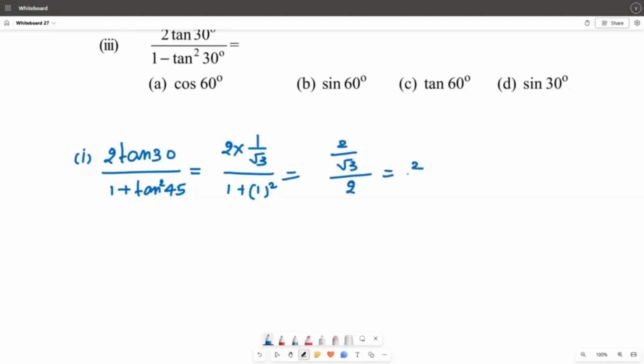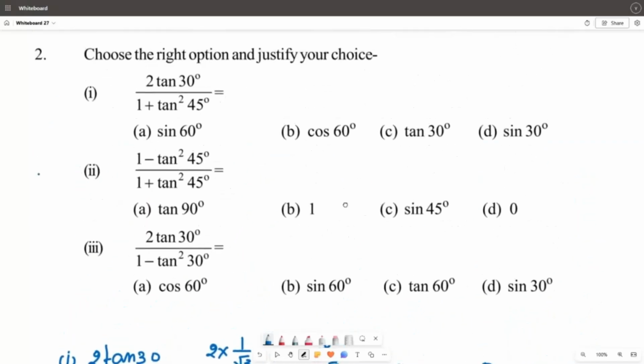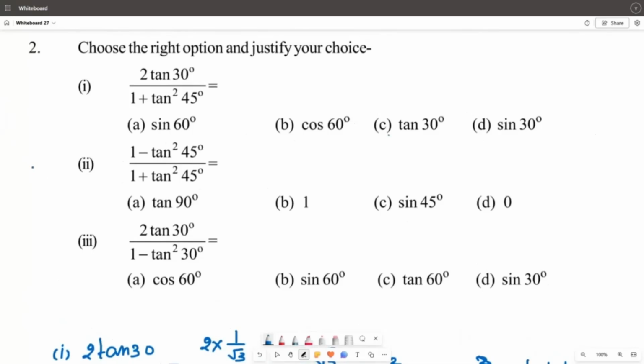And if I write it like 2 by root 3 divided by 2, I can change the division symbol to multiplication symbol and take the reciprocal of the second term. So this will be 2 by root 3 into 1 by 2. This 2 and 2 will get cancelled and the result we got is 1 by root 3. So out of the four options, we can see that sin 60 is root 3 by 2, cos 60 is 1 by 2, and tan 30 is actually 1 by root 3. So tan 30, option C, is the correct option.